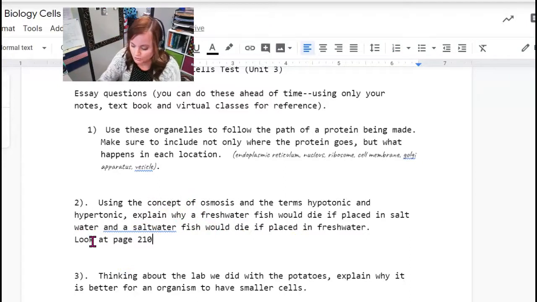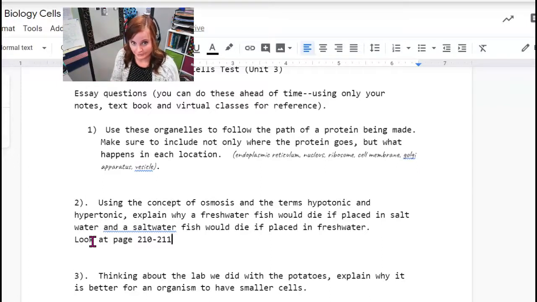Okay, so I want you, 210 and 211, I want you to understand what the difference between a hypertonic and a hypotonic solution is, and remembering that a saltwater fish is adapted to life in saltwater. So that means its blood is going to have a higher concentration of salty ions in it, compared to if it were placed in fresh water, it would have a higher concentration of salt inside the fish than inside the water.